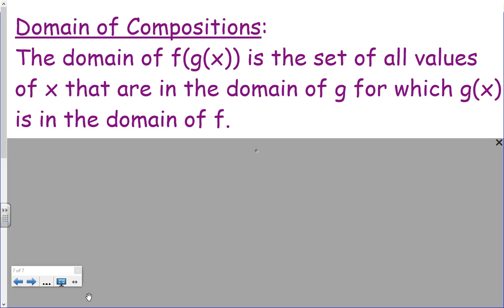All right, a couple last things here. On the last page of this section, they give you a little box that has some properties and so forth, and we should discuss those here. So for the domain of compositions, the domain of f of g of x is the set of all values of x that are in the domain of function g for which g of x is in the domain of function f.